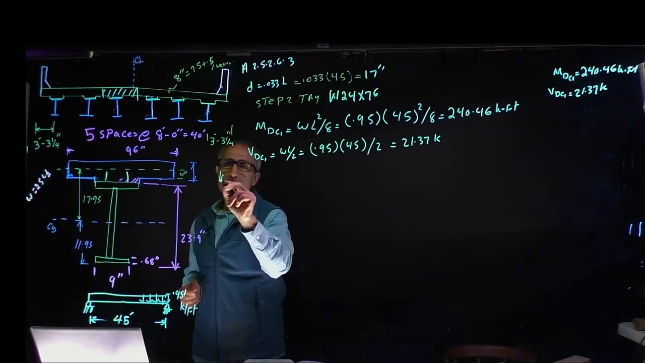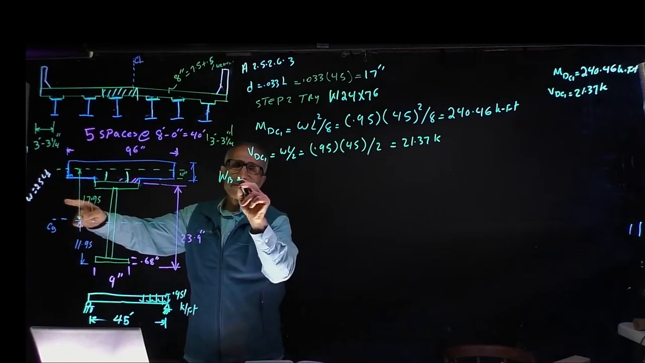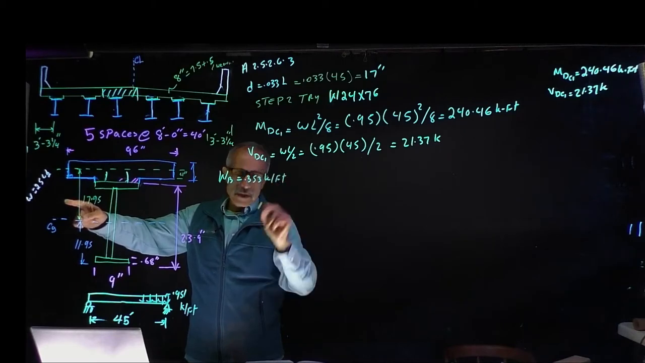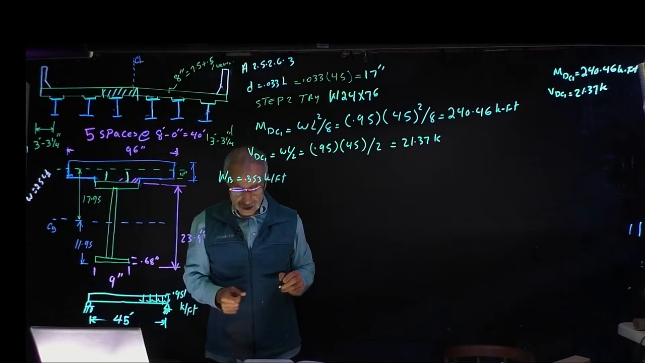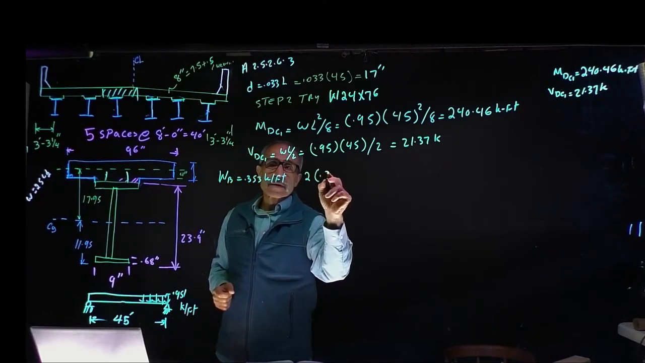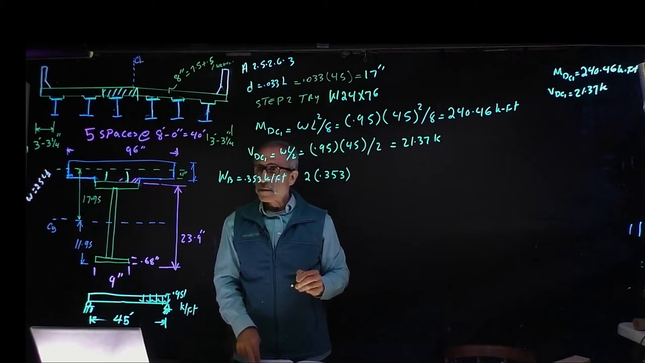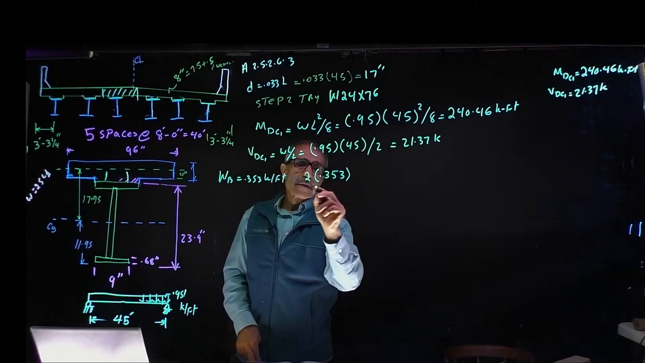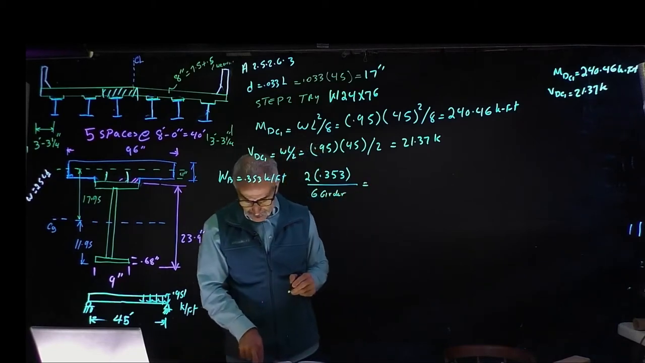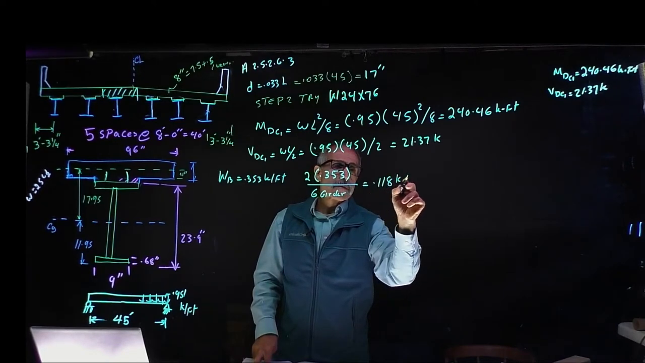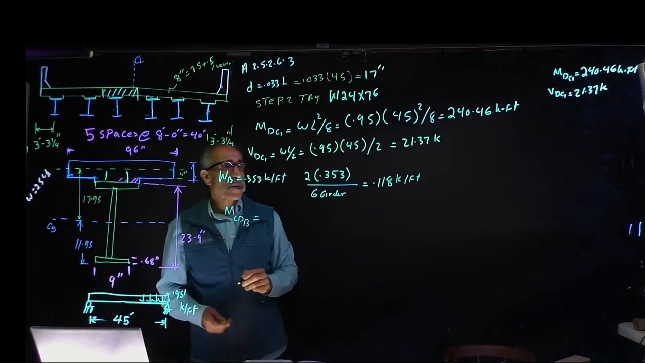All right, then the next thing we're going to go ahead and find out is the weight of the barrier. So W barrier was given to us in the design criteria. It was 0.353 kip per foot. Let's go ahead and get the moment out of that. There are two of them, one on each end. So we're going to say 2 times 0.353 divided by 6 girders, or beams, whatever we call it, same thing. And that's going to come out to 0.118 kip per foot.